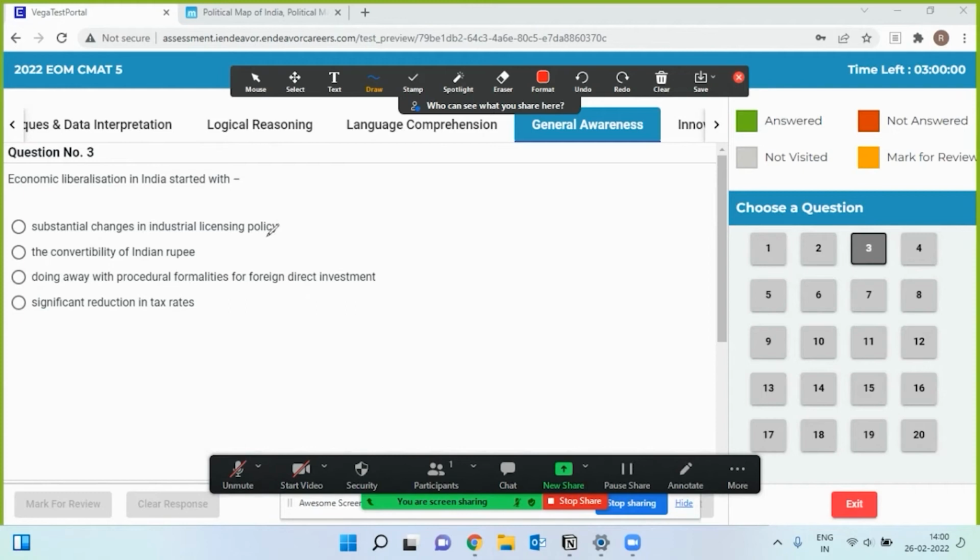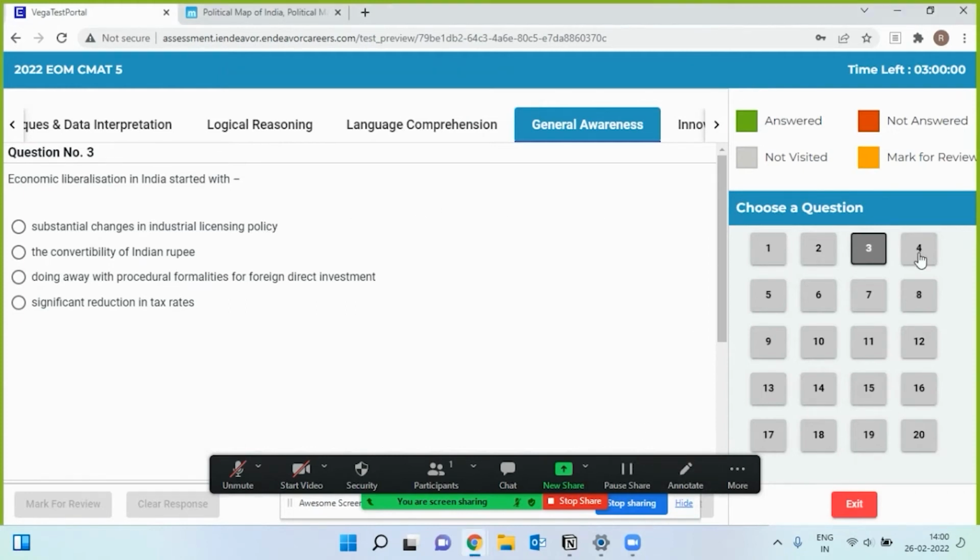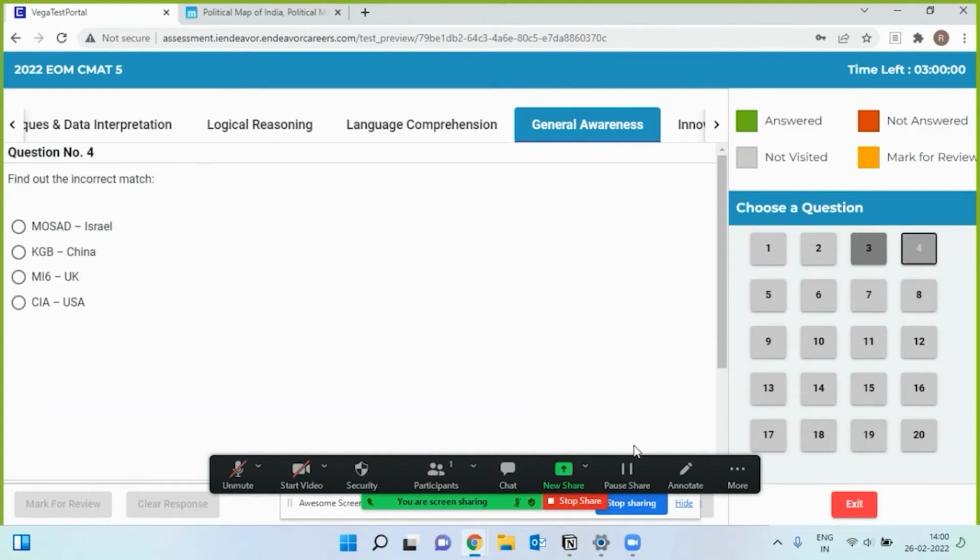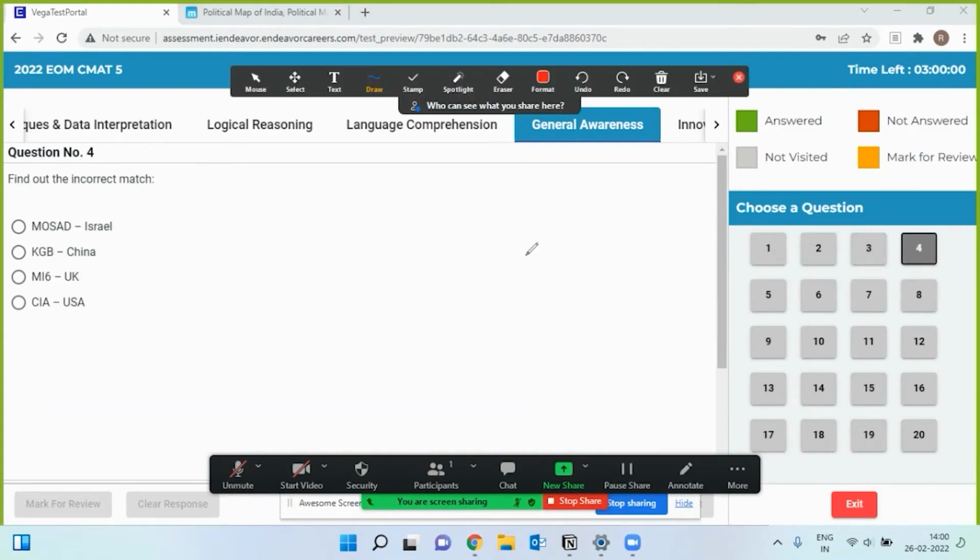This is also the correct answer. Moving on to question number 4. Question number 4 is about finding the incorrect match. Now please do not get confused, हमको wrong match find out करना है. Which of the following is wrongly matched?